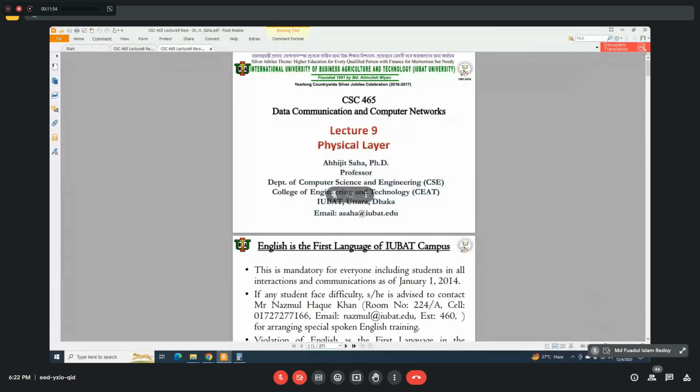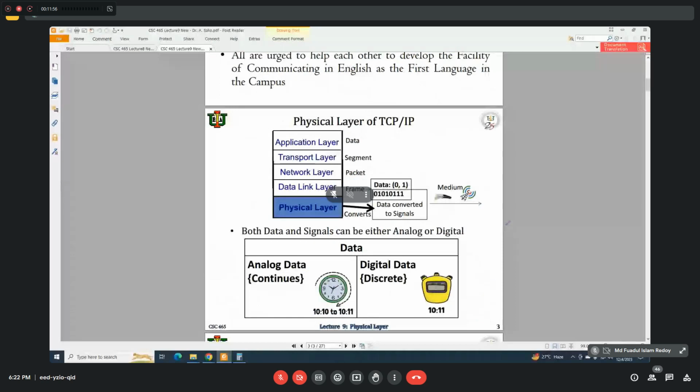In lecture number 9, we are going to talk about the physical layer. In the TCP/IP encapsulation and decapsulation process, we know that there are 5 layers. The header is added at the application layer, then it is sent to the transport layer, from the transport layer to the network layer, and from the network layer to the data link layer. The frame we have in the data link layer is digital data, 0 and 1. When the header and trailer are added in the data link layer, it is sent to the physical layer.